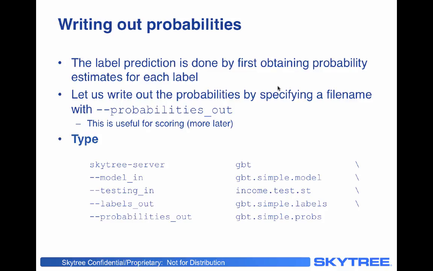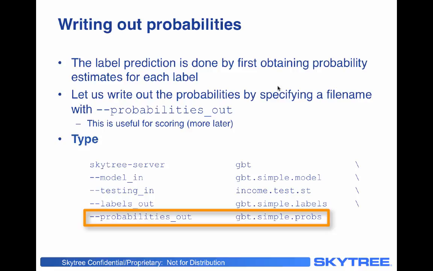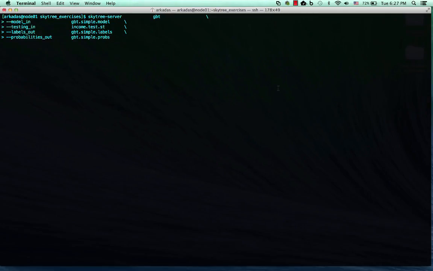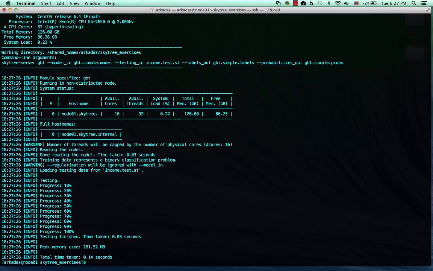In the previous run, we wrote out the predicted labels, but we did not write out the probabilities that were estimated. And gradient boosted trees can actually estimate probabilities for the classes. So we can write those out too by using Skytree. And to do that, all we have to do is specify the probabilities out option and give a file name where we want to write out the probabilities. So that's what we're going to do next. So let's open the probabilities file that we wrote out.